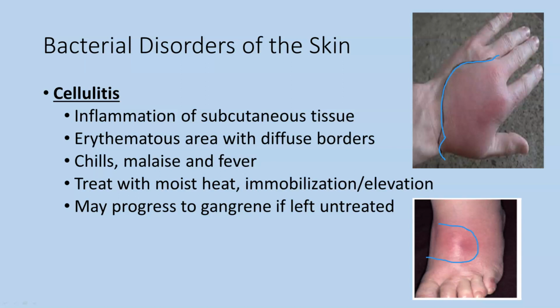It can promote general feelings of malaise, fever. You can treat it with heat. Obviously, after you get an order, you want to promote immobilization and elevation. You can do antibiotics. You can do your topical medications. But if we don't get this treated, it may progress to gangrene, in which case they could lose part of that extremity.